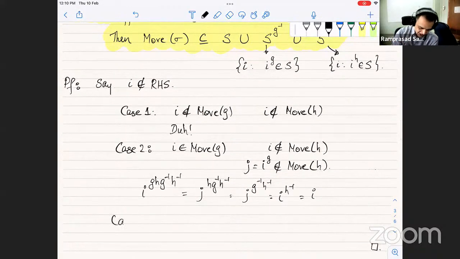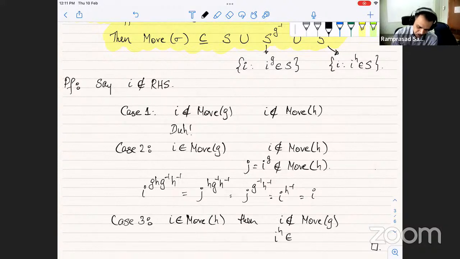You need to do exactly the same thing on the other side. That is, if I happens to be in move of H, then it turns out that I can't be in move of G. And I power H is also not in move of G. And then you do something similar. Okay, I'll let you fill up the details.